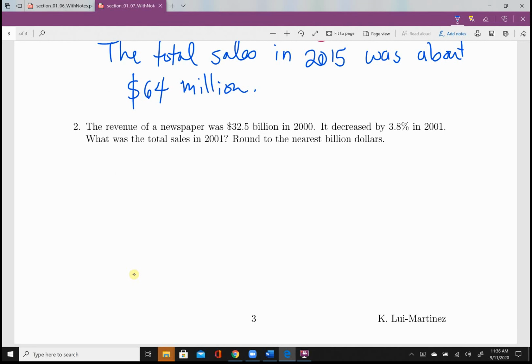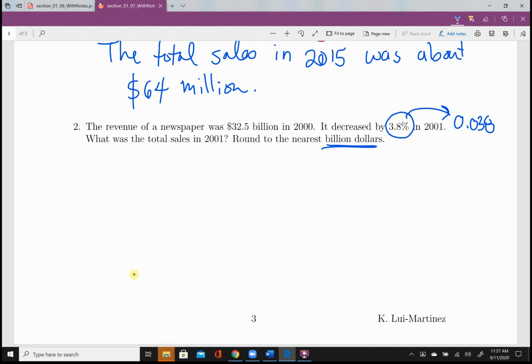The revenue of a newspaper was $32.5 billion in 2000. It decreased by 3.8% in 2001. What was the total sales in 2001? Round to the nearest $1 billion. Okay, so keep that in mind. Go ahead and make this conversion happen. It'll be 0.038 as a decimal. That's 3.8% as a decimal, not 0.38. That would be 38%. So be careful when you're doing this conversion.